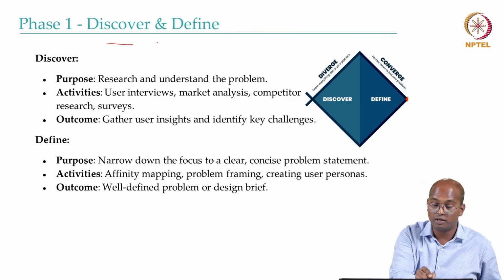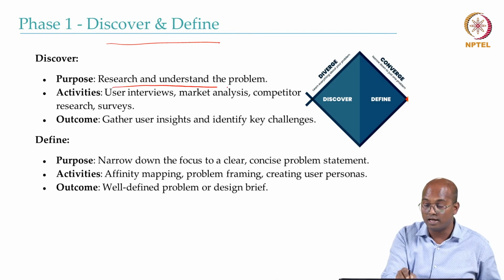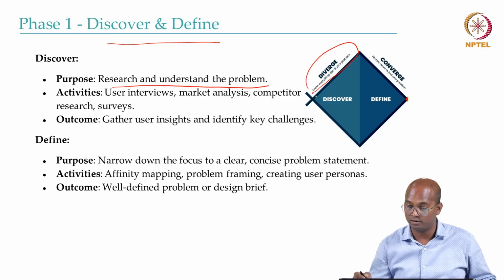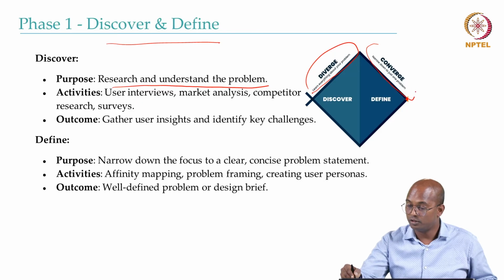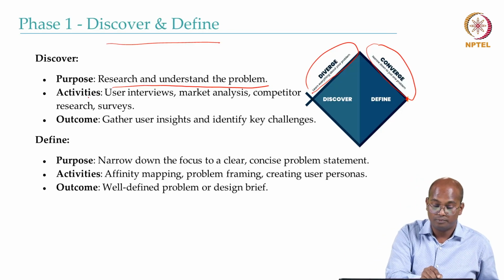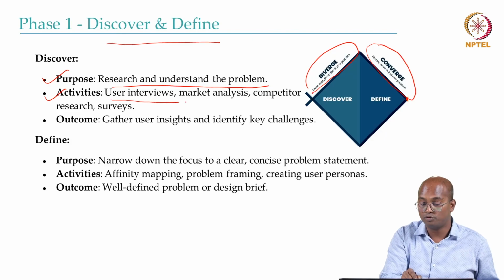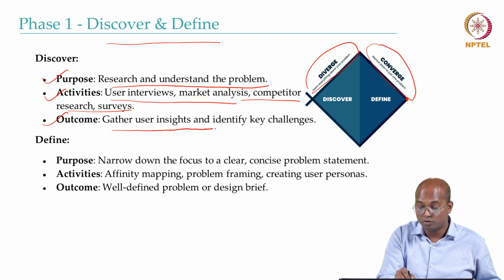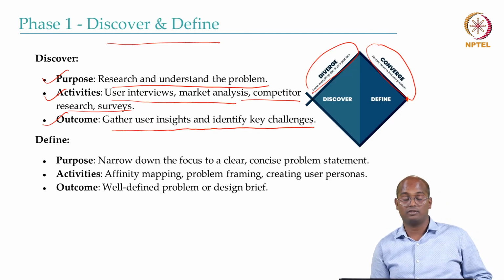The purpose of discover and define is to research and understand the problem. So basically learn everything about your problem, everything. And in the converge, you narrow down to just one problem, because, as I said, you can't solve all the problems. So basically, the purpose is to research and understand the problem, and the activities involved, how you get to know that, are user interviews, market analysis, competitor research, and surveys. And the outcome would be to gather user insight and identify key challenges.